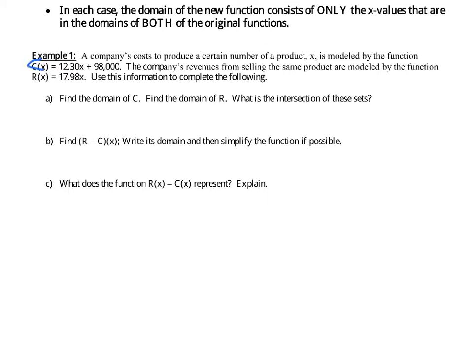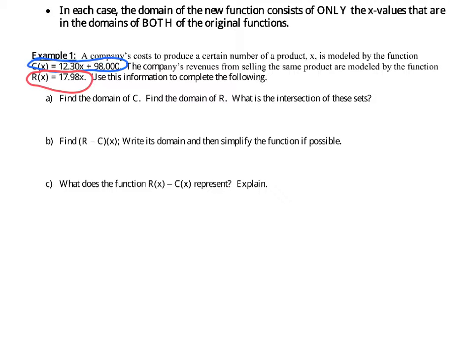The first function, c of x, represents the cost to a certain company based on every unit they sell of a particular product, x. The second function is a revenue function that tells us for every product they sell, they earn $17.98. In part A, we're asked to find the domain of the first function c.